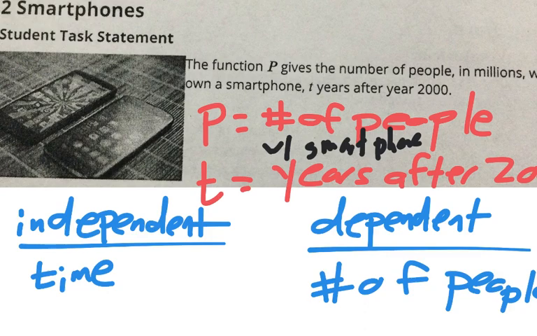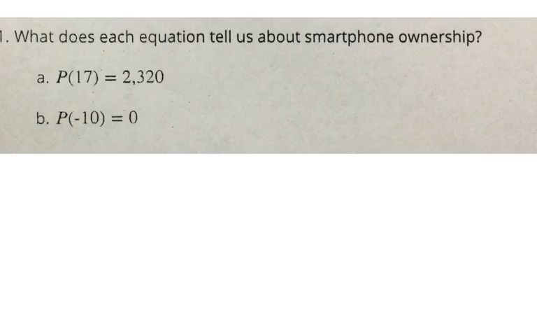Because you could say it the other way, the number of years after 2000 depends on the number of people. Do years depend on people? No, years are years. But the amount of people that do something or that exist would depend on how many years you've had to do that thing.